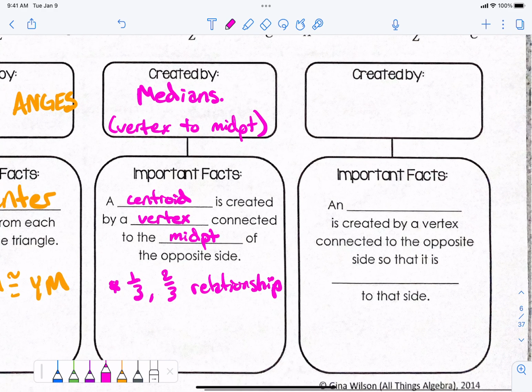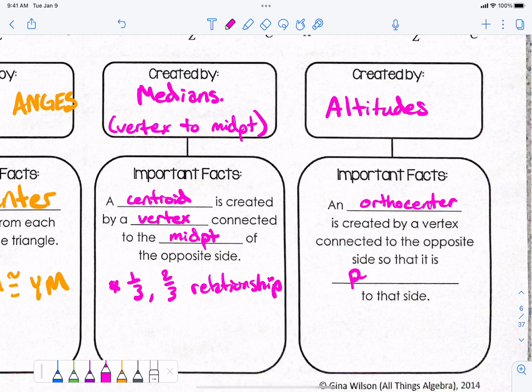For orthocenter, the last one, it's created by the what? Altitudes. Altitudes. Okay? Important facts. An altitude, an orthocenter, is created by a vertex connected to the opposite side so that it is perpendicular to that side. 90 degrees or perpendicular. We want it to be perpendicular to the opposite side.